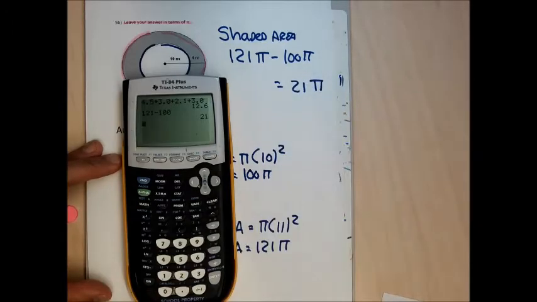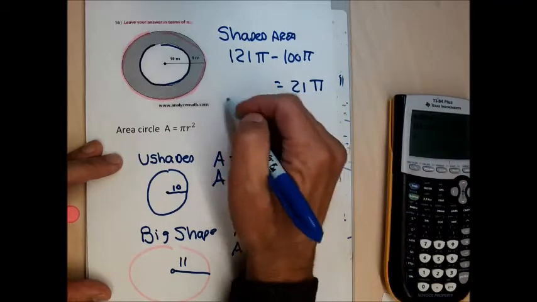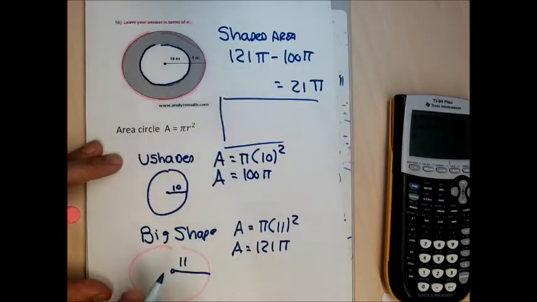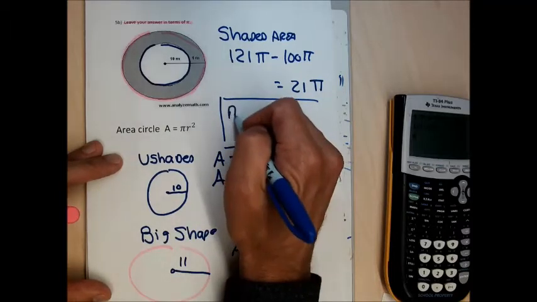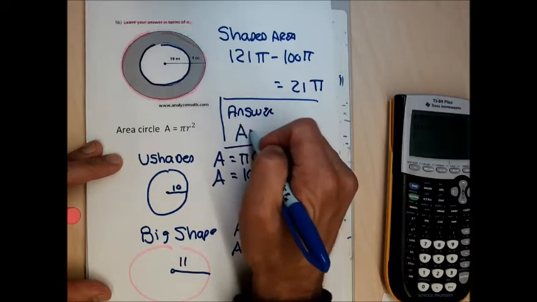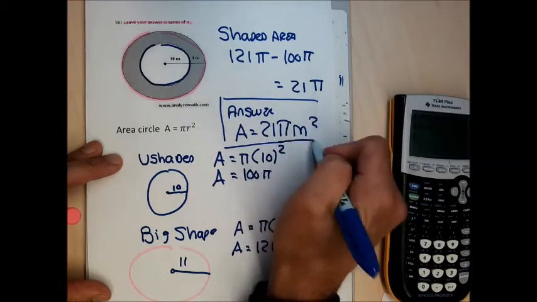The numerical part of my answer to the area for 5b is 21 pi, but I need units. And because the lengths are in meters and it's an area, I'm going to have meters squared. So my answer to 5b, I'm going to say A for area is 21 pi, and then units are meters squared.